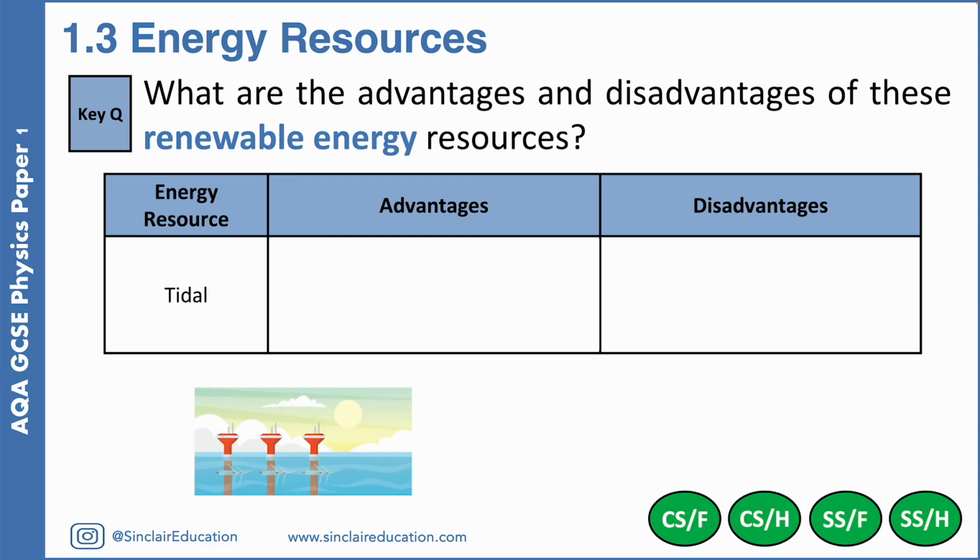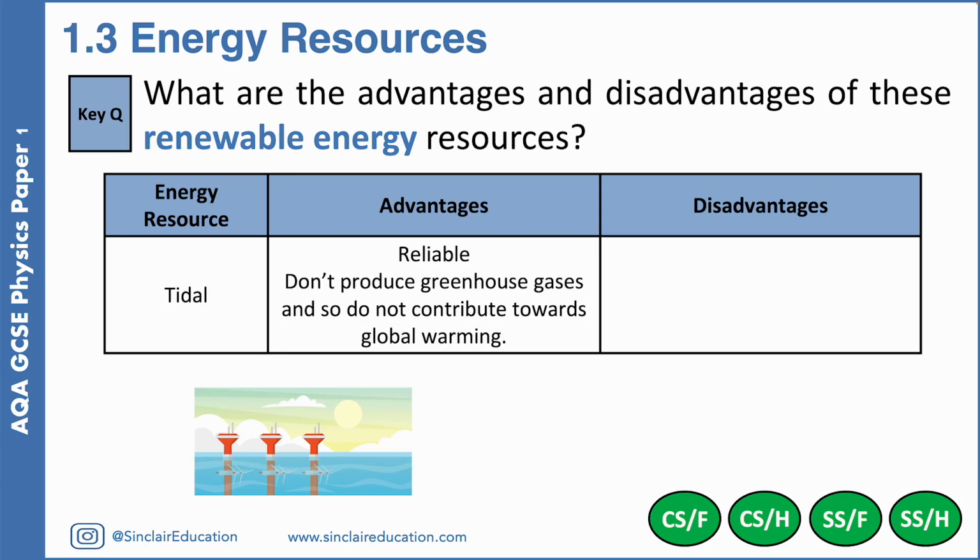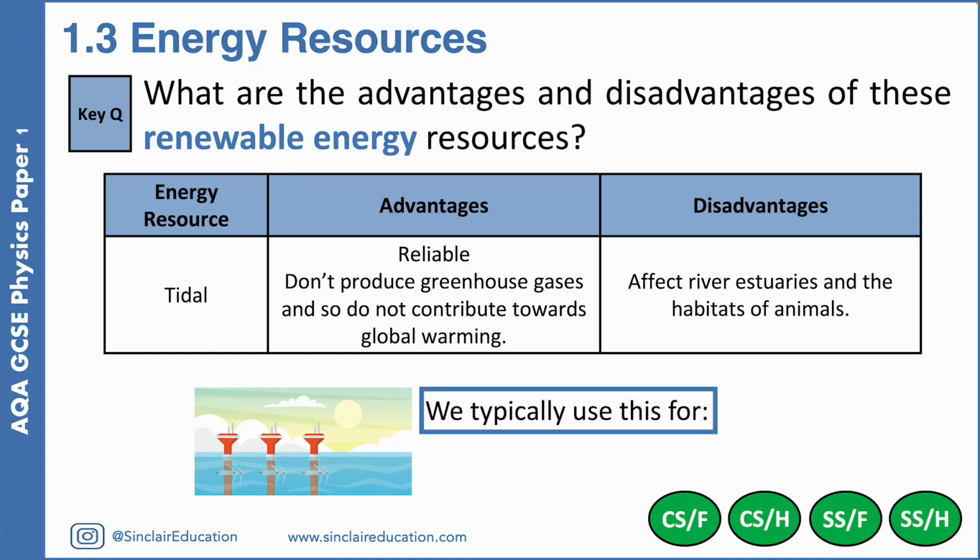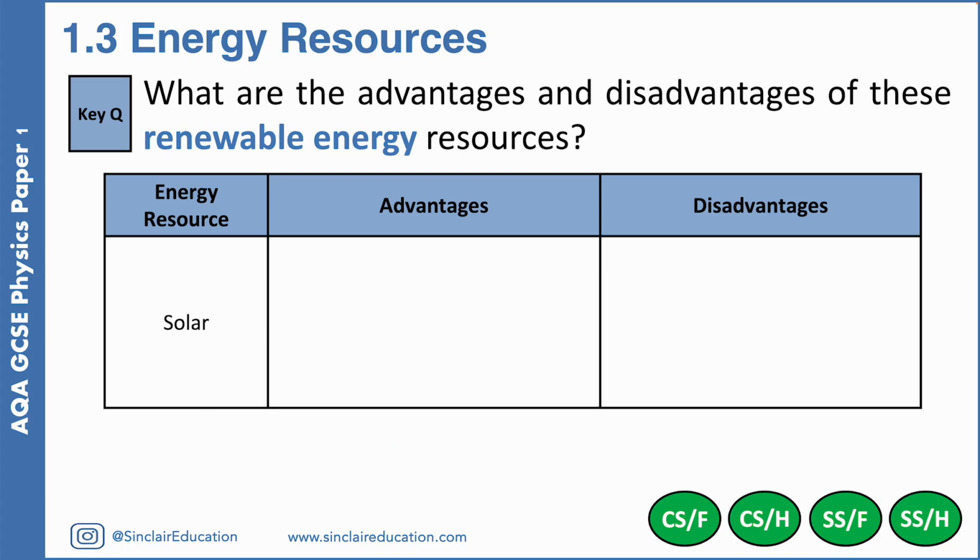Tidal is another form of renewable energy, and in this we have got the tides moving in and out that turn turbines as they do. The tide is incredibly reliable, it'll go in and out twice a day. And also we're going to find that it does not produce any greenhouse gases, and so also will not contribute towards global warming. However, this has the ability to affect habitats, so river estuaries and around coastlines where we'd find these. It's going to affect the animals and organisms that live in that area because they now have turbines within the water itself. We typically use this for electricity generation also.